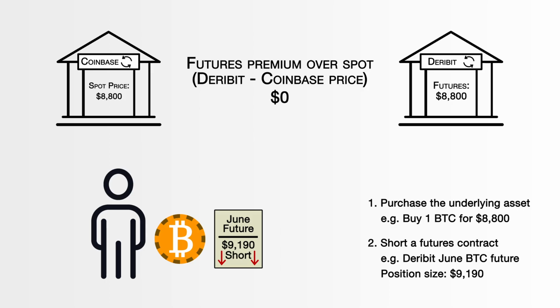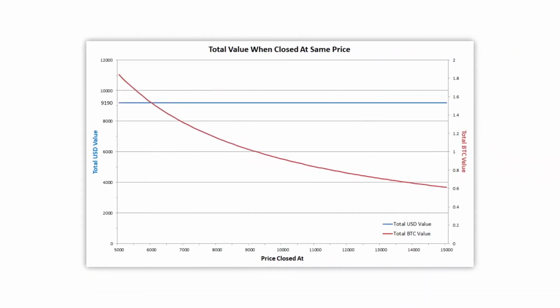It doesn't matter whether the underlying price goes up or down overall, just that the difference between the futures price and the spot price decreases. Let's assume the trader has waited a few weeks since opening the position, and the premium has now reduced to zero, i.e. the June future price equals the spot price. The following chart displays the total value of the trader's funds at the end of this trade in both USD and BTC, depending on what the underlying price of Bitcoin is when the trade is closed.